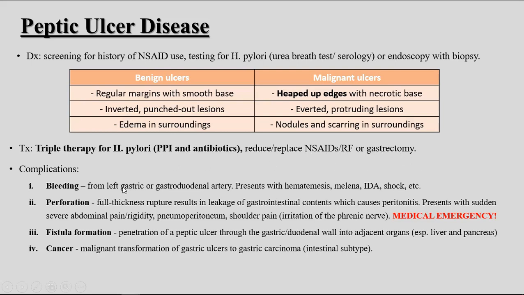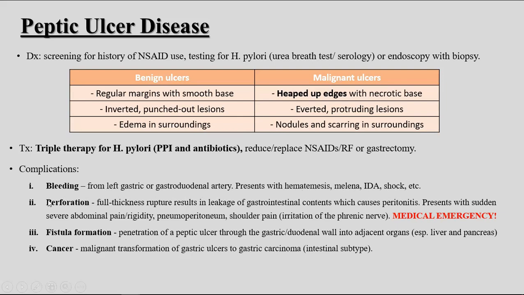So there are a number of complications that can happen from peptic ulcer disease that you can see here. So bleeding. If they actually erode through the mucosa or the submucosa, it can cause rupture of the arteries that supply them, which is most commonly the left gastric artery in stomach ulcers or the gastroduodenal artery in duodenal ulcers, and this would present with upper GI bleeding symptoms. So hematemesis, melena, iron deficiency anemia, or if it's very severe, shock.